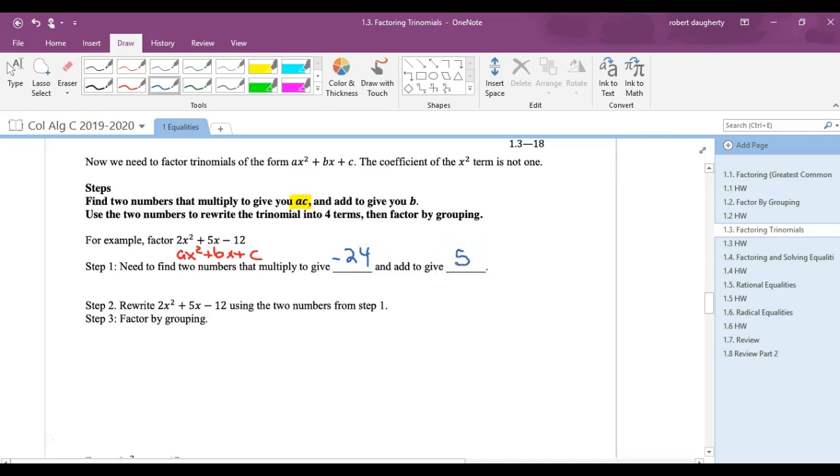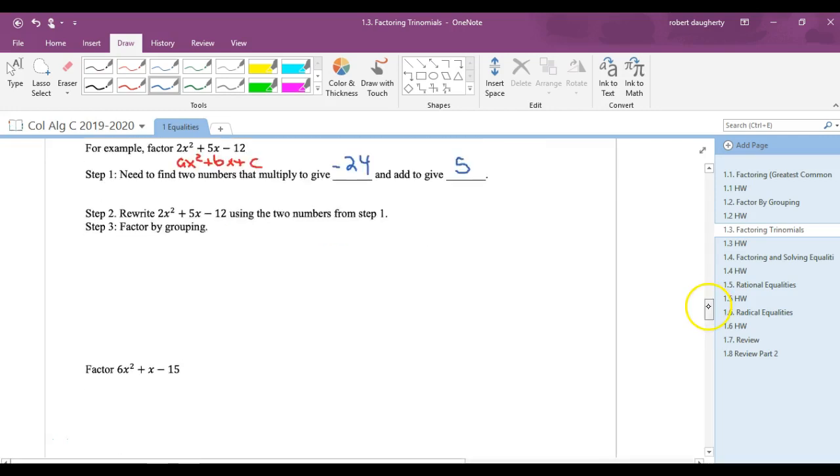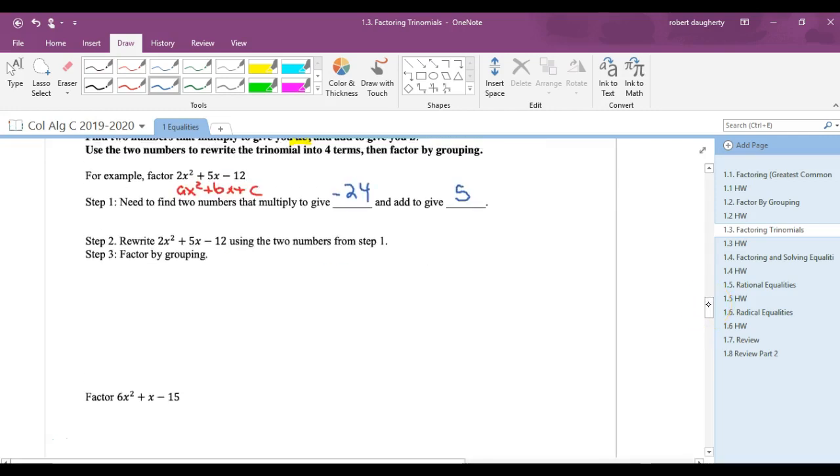So that's the difference. When there was a 1 in front, you looked for two numbers that multiply to give you c. When the number in front is not a 1, you have to look for two numbers that multiply to give you a times c. So in this case, I need two numbers that multiply to negative 24 and add to give me 5. What numbers will do that? Yeah, an 8 and a negative 3.